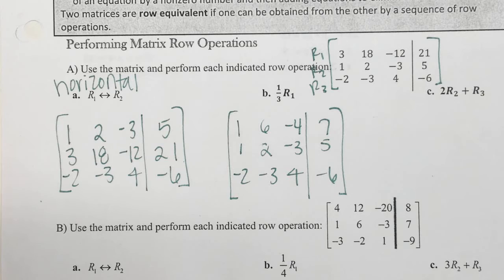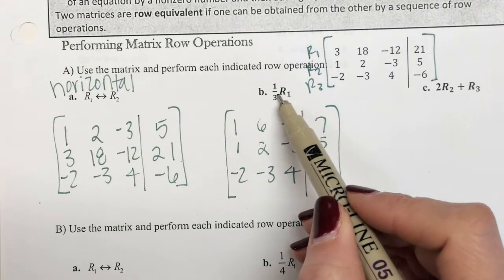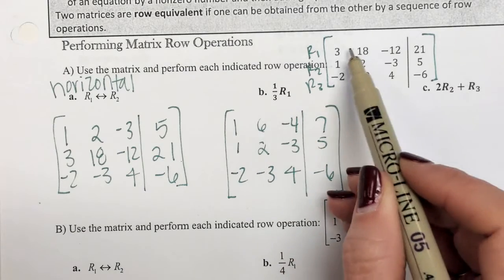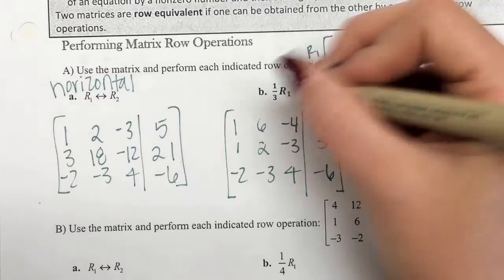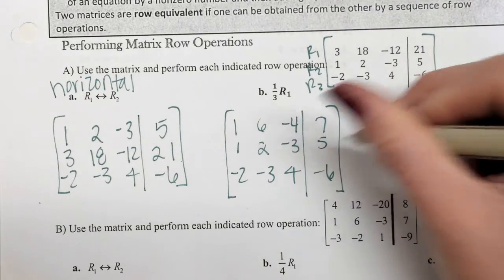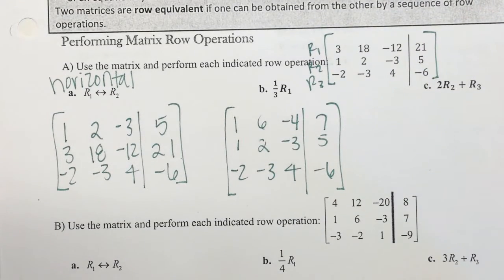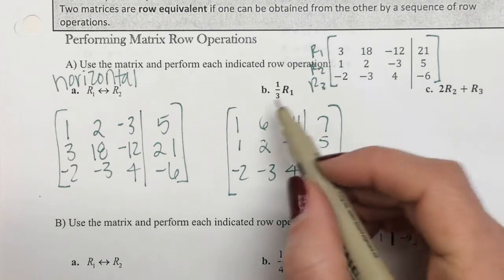Questions about that? How to get the first row? You're dividing all of everything in row 1 by 3. So 3 divided by 3 is 1. 18 divided by 3, oops, yeah, is 6. This divided by 3 is negative 4. This divided by 3 is 7. Yes. The only thing we're dealing with is row 1 right here.